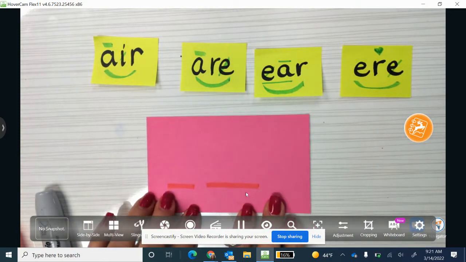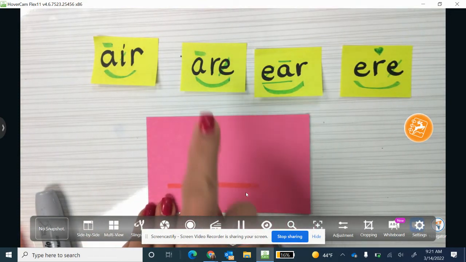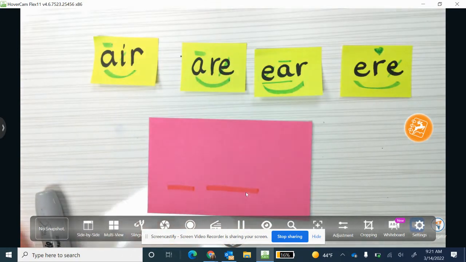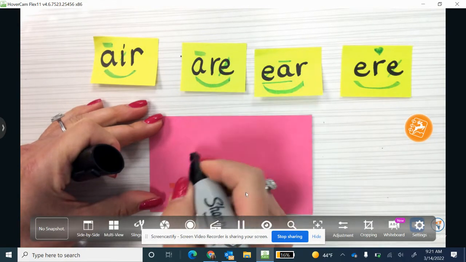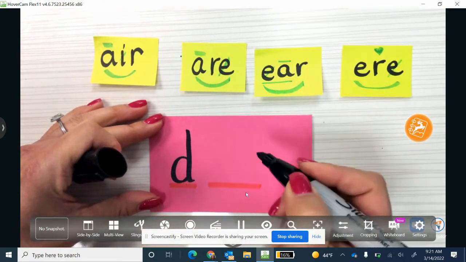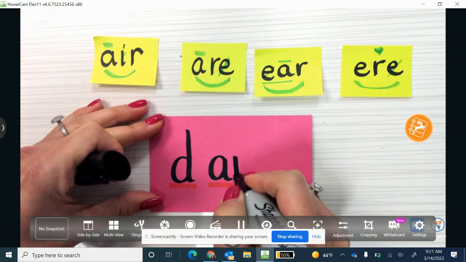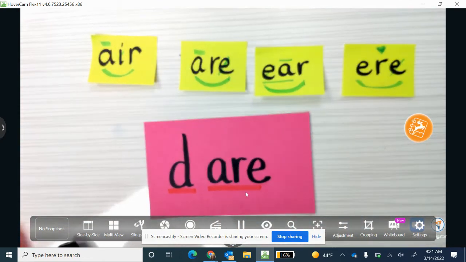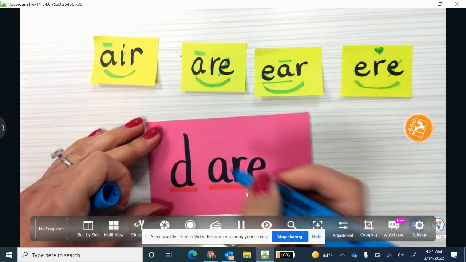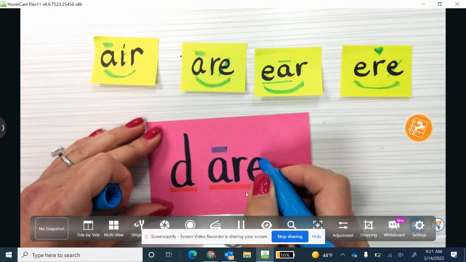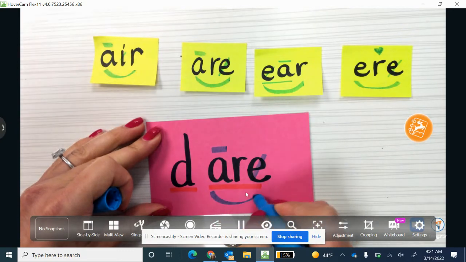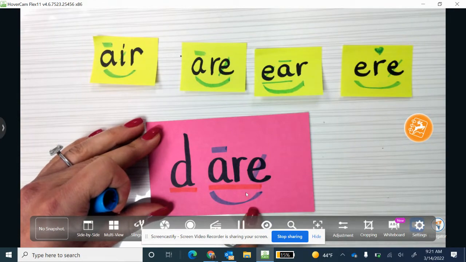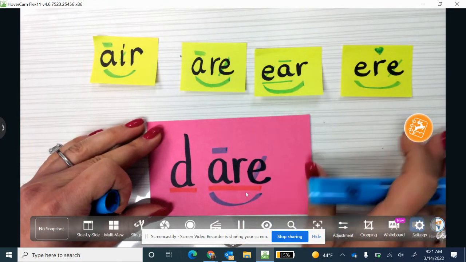All right, so again, the word is dare, and we are going to use the A-R-E spelling pattern here. So, D, air. Okay, dare. So I will remember that this A is the long A. The E is silent. And it's R-controlled, so the R cannot be separated from the vowel. Dare.